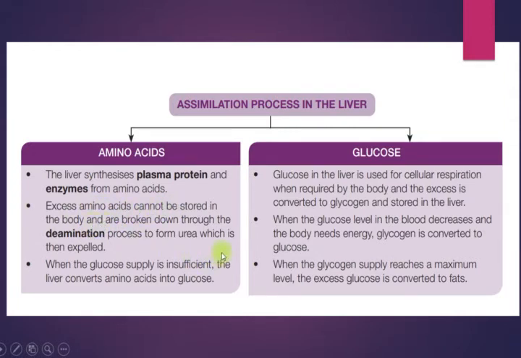That is not the same as glucose. Excess glucose will be turned into glycogen, but not excess amino acids. So what happens? The excess amino acids are broken down through the deamination process to form urea, which is then expelled. When the glucose supply is insufficient, the liver converts amino acids into glucose. So that is the assimilation of amino acids in the liver.